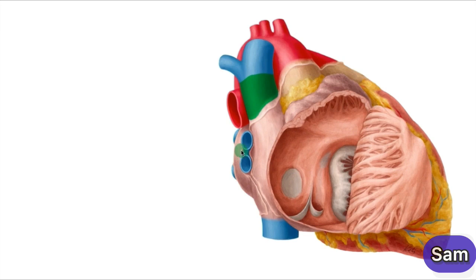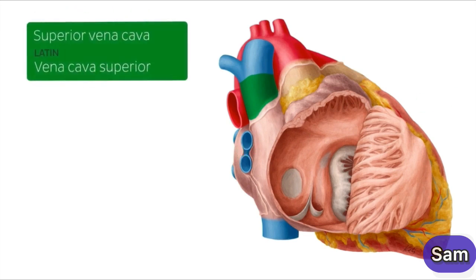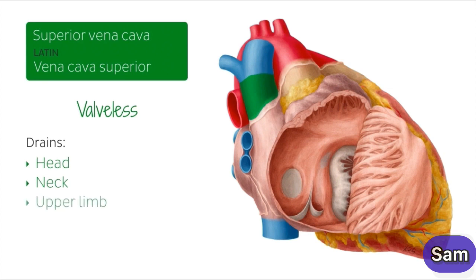And the superior vena cava, which we're here to talk about on this slide, is a large valveless venous vessel that drains the head, the neck, the upper limb, and the thorax. The superior vena cava is formed by the union of the brachiocephalic veins and opens into the right atrium of the heart, which we can see it doing just here.